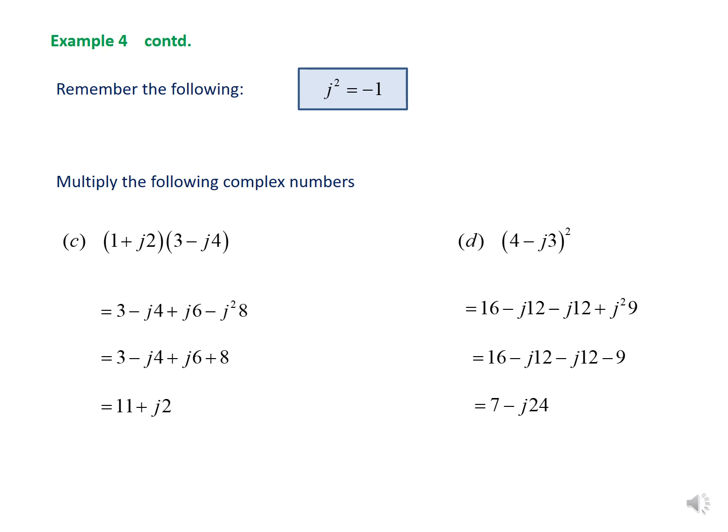And the only slight difference here is because we had two negatives that give us a positive j squared. So j squared is negative 1, so a positive times a negative is still a negative, so we have 16 take away 9 giving us a 7. So that's that one completed.